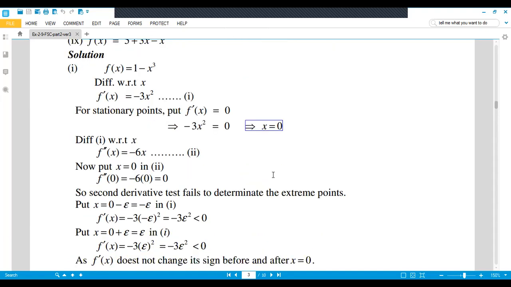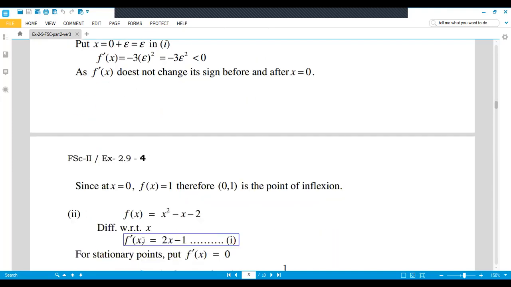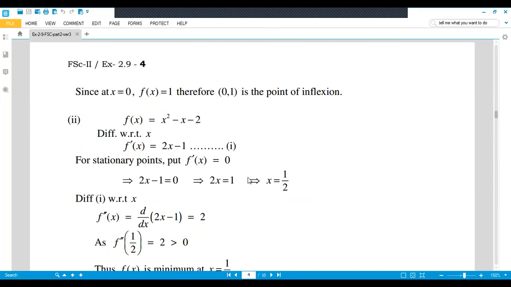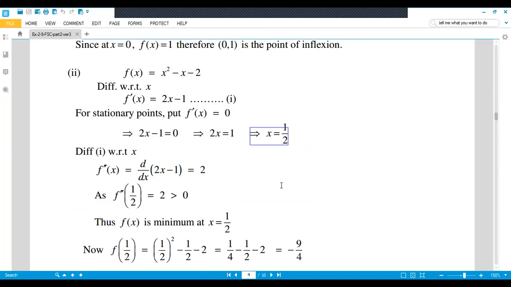So the second derivative test also fails. So what we did, we put some negligible value, a very small value, 0 minus epsilon and 0 plus epsilon, and we get that the function is not maximum or minimum, therefore (0, 1) is the point of inflection. But in this one we will get whether the point is minimum or maximum, because when we put the first derivative equal to 0, we get the value of x.